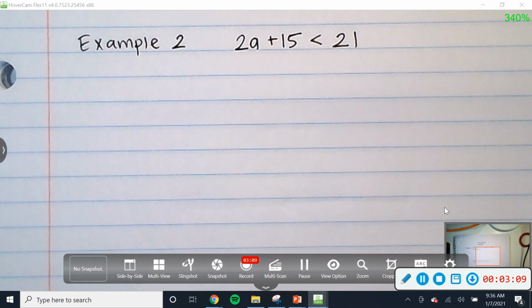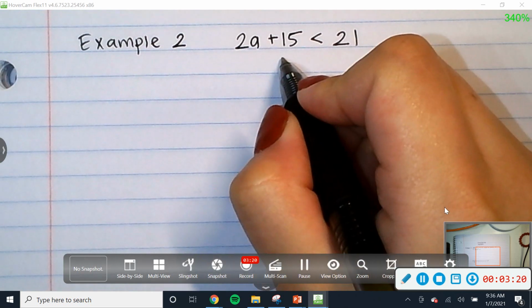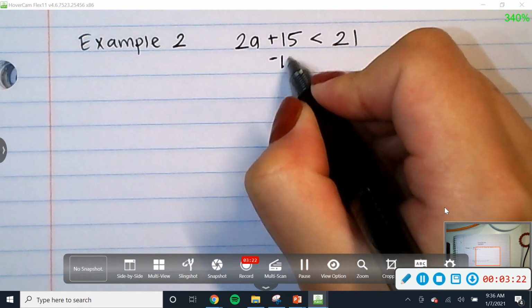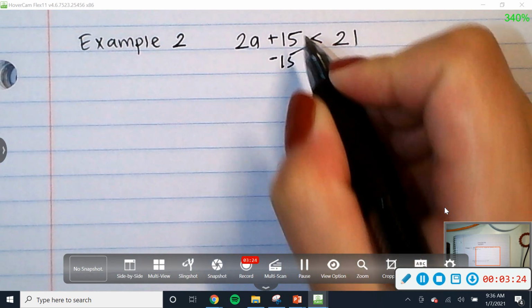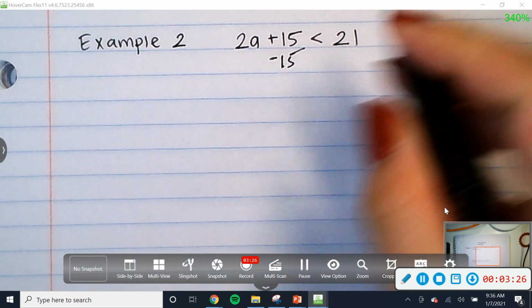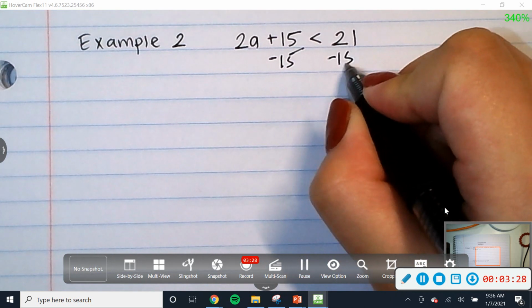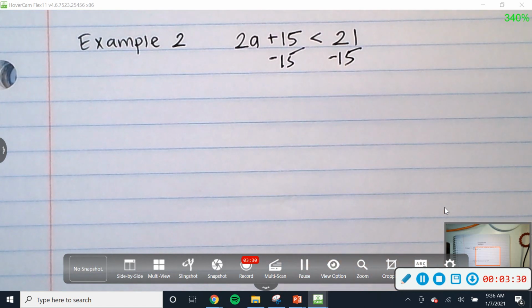Alright, let's take a look at one last example. For this one, we want to solve 2a plus 15 is less than 21. We're not going to graph this one, we're just going to solve it. So I'm going to start again with the addition and subtraction first. We need to do minus 15 because we have to do the opposite. So minus 15 both sides.